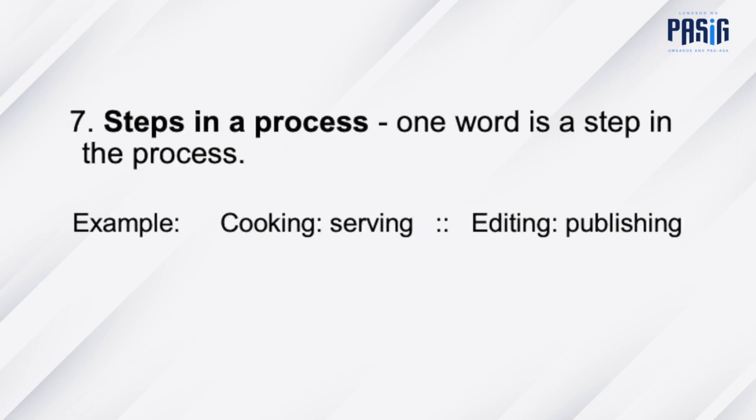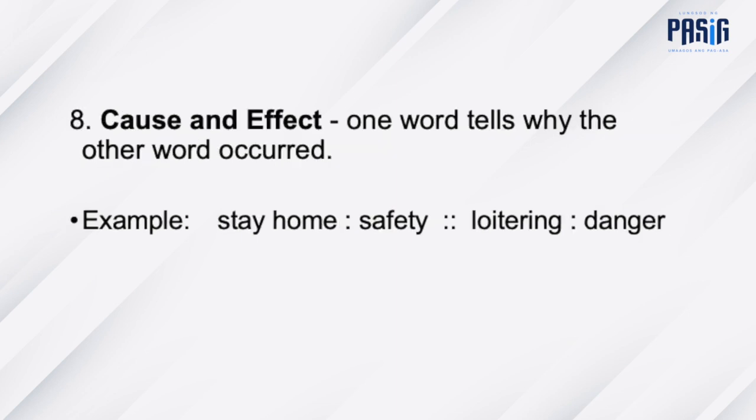Number 7, steps in a process. One word is a step in the process. Example, cooking is to serving as editing is to publishing. Number 8, cause and effect. One word tells why the other word occurred. Example, stay home is to safety as loitering is to danger.